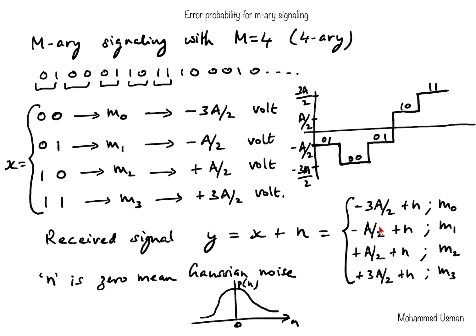So the received signal would be minus A by 2 plus noise. Noise is zero mean, and to that zero mean, when we add minus A by 2, this will get shifted and be centered on minus A by 2. Similarly, when M2 is transmitted, the PDF of the received signal would be the noise PDF centered on plus A by 2. It will be shifted to the right by A by 2 because we are adding plus A by 2 here. And when M3 is transmitted, then the received signal Y will have a PDF centered on plus 3A by 2. So these will be the conditional PDFs of the received signal Y depending on what was transmitted.